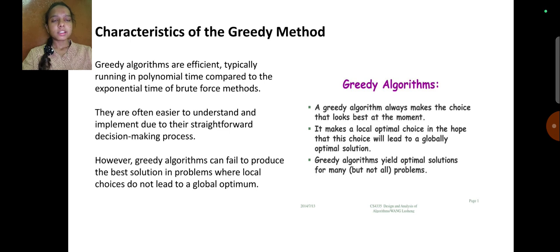Next, greedy algorithms, the first one: a greedy algorithm always makes the choice that looks best at the moment. It makes a local optimal choice in the hope that the choice will lead to a global optimal solution. And next, the third one is that greedy algorithms yield optimal solutions for many but not all problems. This is about the characteristics and algorithm of the greedy method.